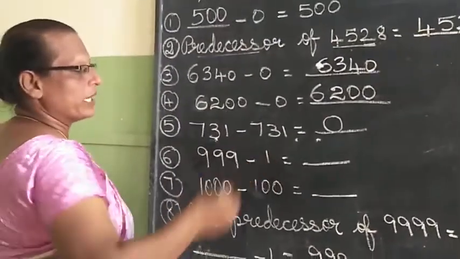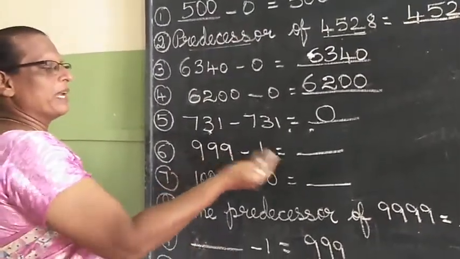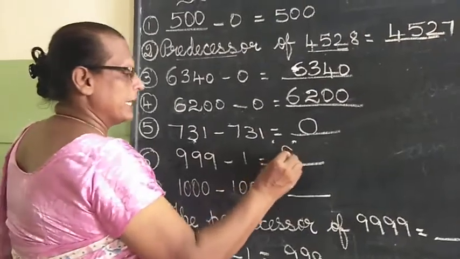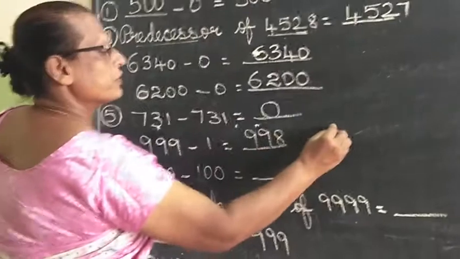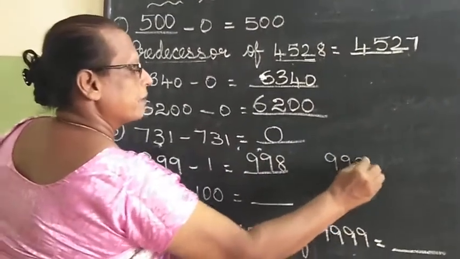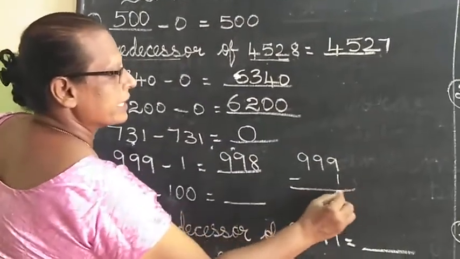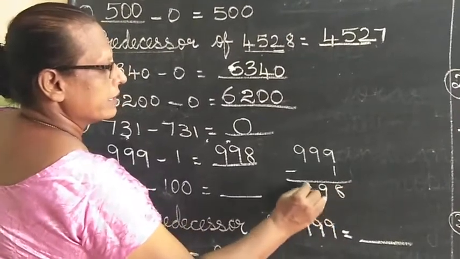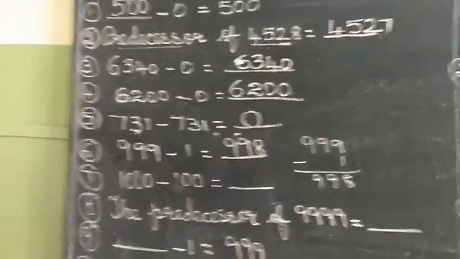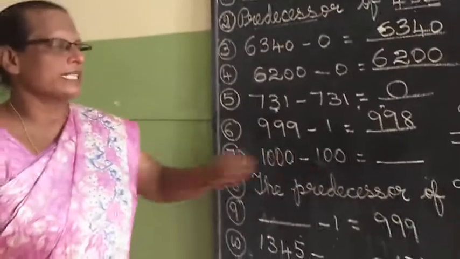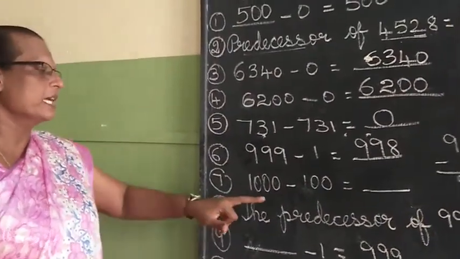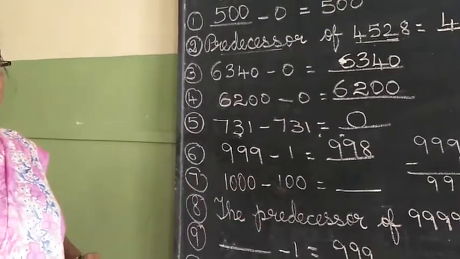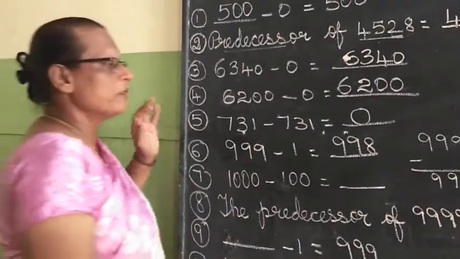999 minus 1 means what will come? 998. Otherwise you can do it by the side. 900 minus 1, what will come, children? 899. Isn't it, children? Then 1000 minus 100. Some of them can do the sums easily. 1000 minus 100 means what will come? 900. But some of them will feel it is hard.